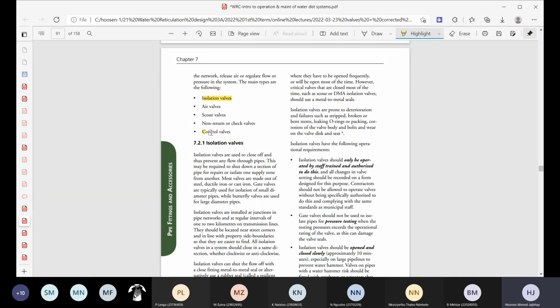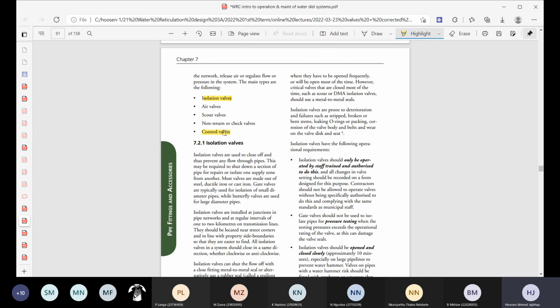And then control valves. There are various types of control valves. You may want to control the pressure in the pipeline, so you can regulate it and keep it within a certain range. These are specialized valves, very expensive valves, but they serve a very specialized purpose. You could control, for example, the amount of flow in a pipeline. You could control the pressure.